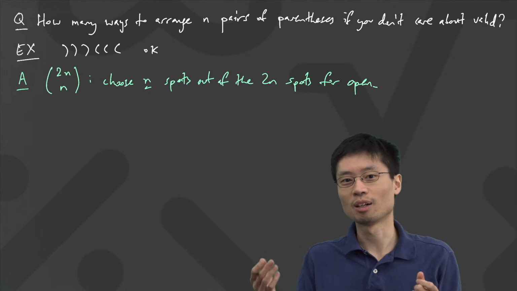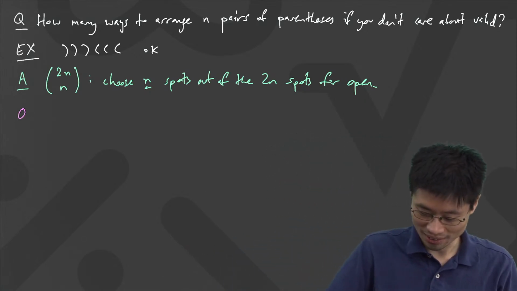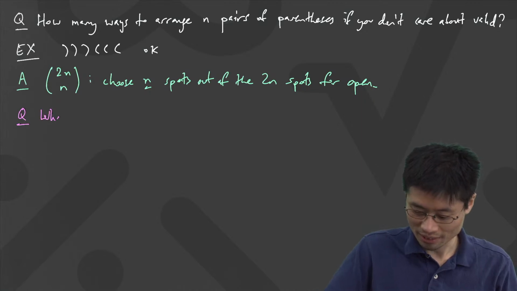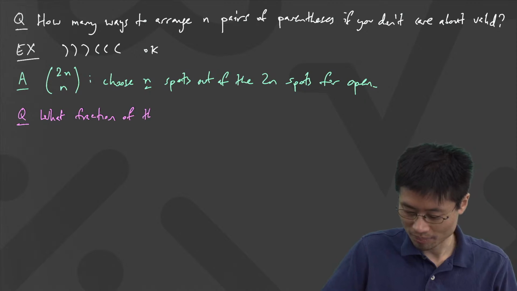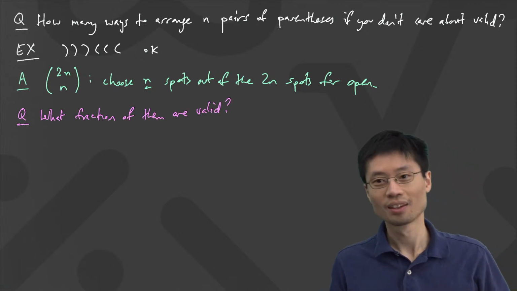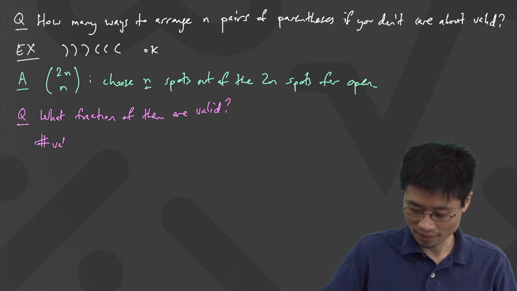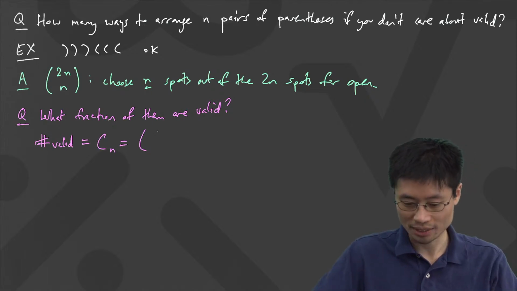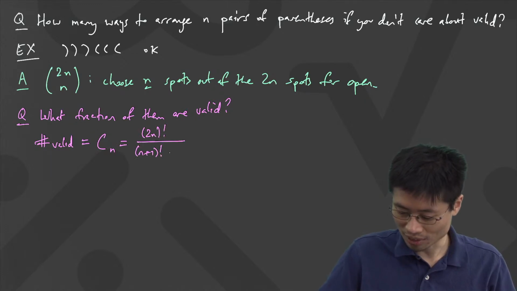And we were talking about how many of the ways are valid, right? So then we can ask this interesting question: what fraction of them are valid? Well, we know the number that are valid is equal to the Catalan number, which I'll copy again from the last screen. That was 2n factorial over n plus 1 factorial n factorial.